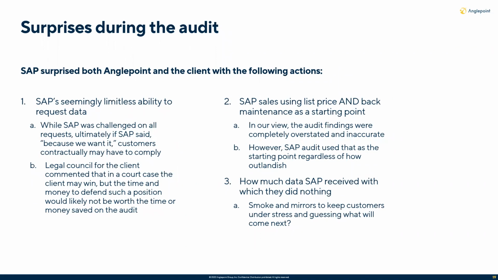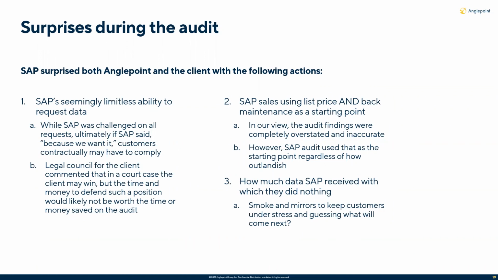SAP sales uses list price and back maintenance as a starting point. In our opinion, that's not the starting point. Like I said, in all these years, I've never seen a customer purchase anything at list price with a bunch of back maintenance. That's not the starting point. The starting point is where we've negotiated it to a reasonable place to start. Now let's talk about the products. Let's talk about discounts. Let's see what we can do to get this through the finish line.